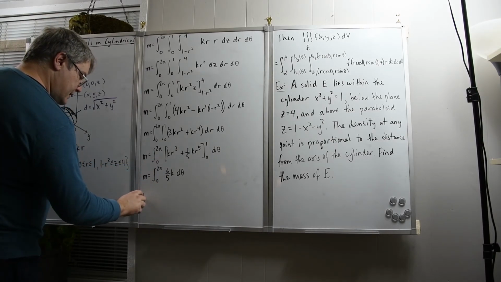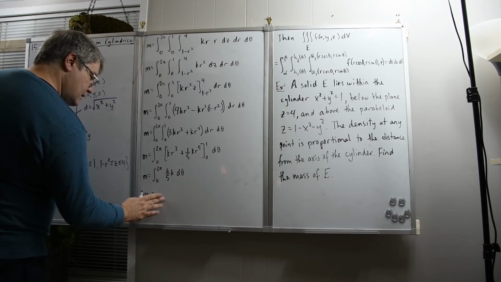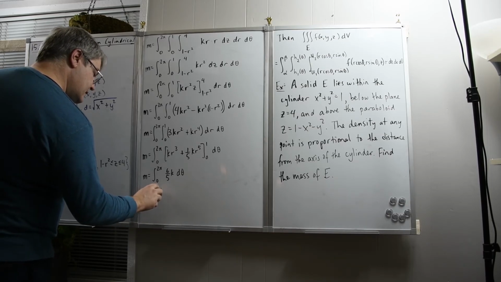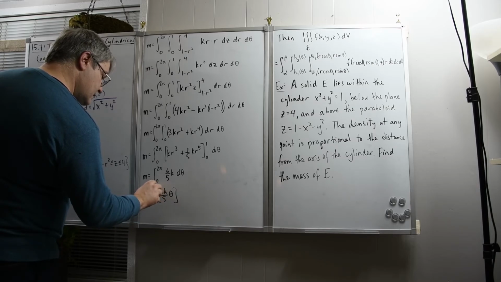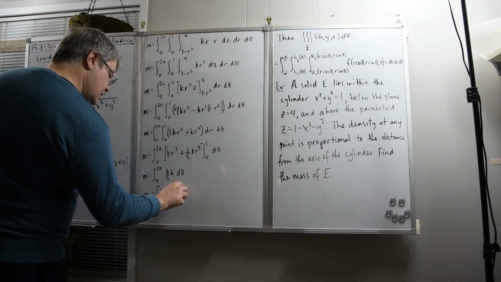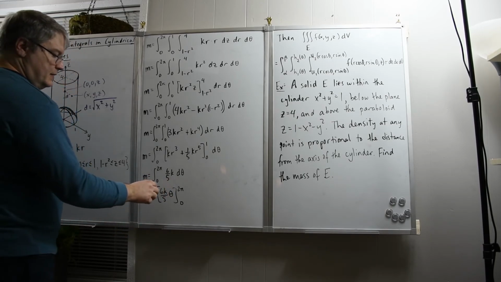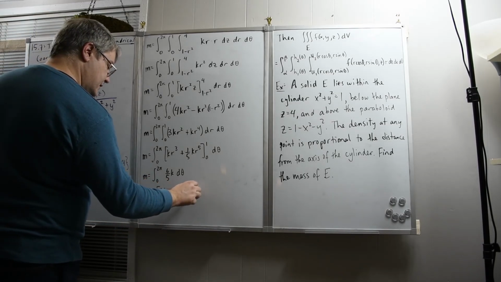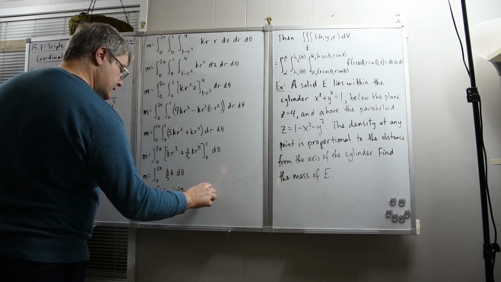Integrate this with respect to theta, and we'll get 6k over 5 times theta. We'll plug in 2 pi for theta. Subtract what we get when we plug in 0 for theta. You get 6k over 5 times 2 pi, and that's going to give you 12 pi k over 5 as the mass.